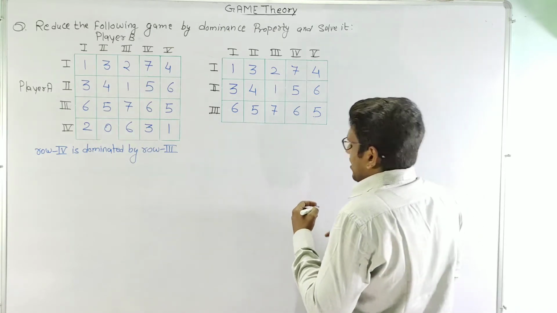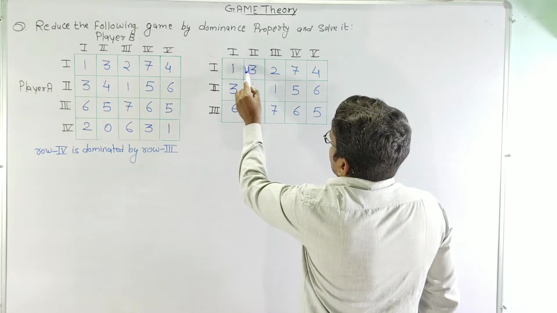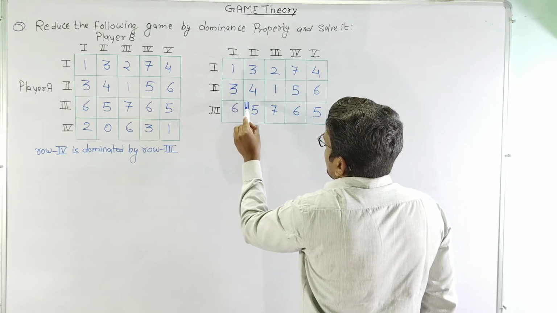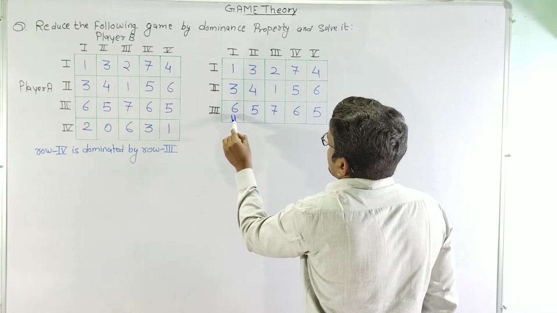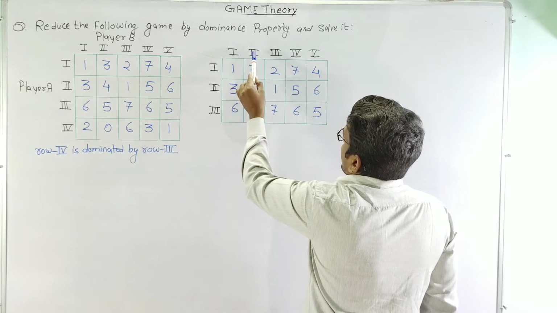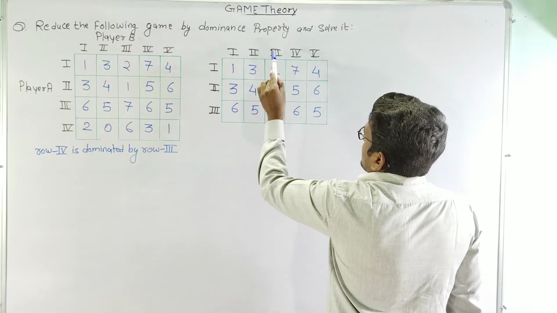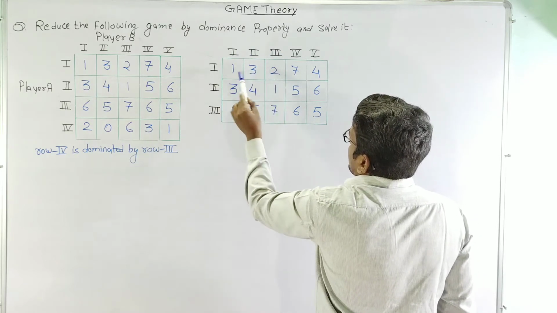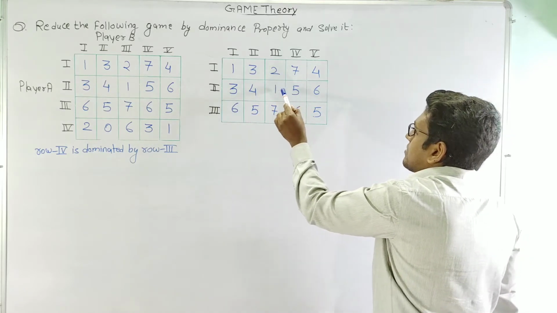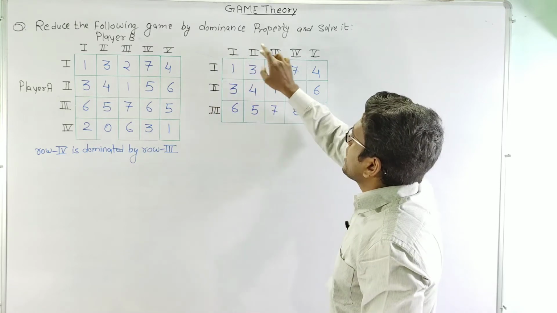So let us compare column 1 and column 2 first. So here 3 is greater than 1, 4 is greater than 3, but 5 is less than 6. So there is no dominance between column 1 and column 2. Let us compare column 1 and column 3. So here 2 is greater than 1, 1 is less than 3. So here also this is greater, this is lesser. That means there is no dominance between column 1 and column 3.